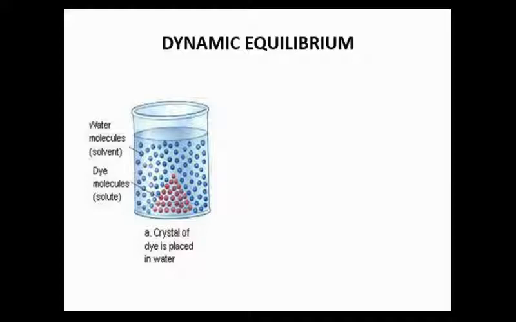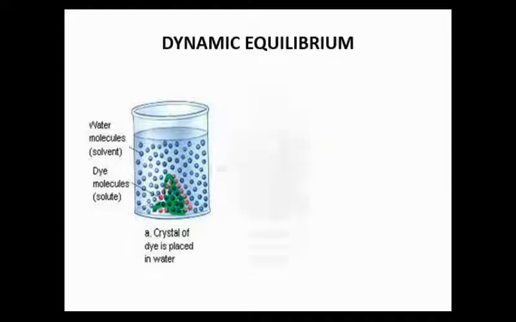Let's look at an example here. In a dynamic equilibrium, what happens in the reaction? For example, we have a mixture of water molecules and dye molecules. Firstly, crystals of dye are placed in the water. The dye crystals are concentrated in one area here.